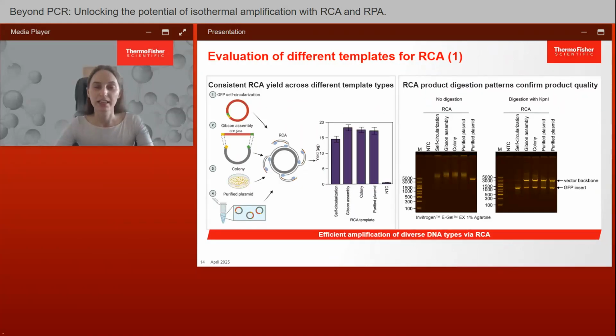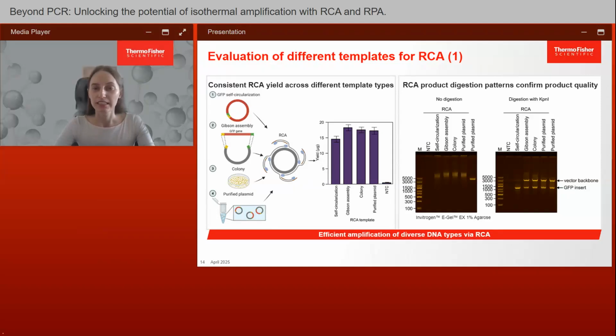Also, we saw consistently high RCA yields across various DNA templates. And these templates included Gibson assembly and self-circularization products, resuspended colonies carrying GFP plasmids, and purified GFP plasmid as a positive control. So in all cases, RCA yields reached about 19 micrograms per 20 microliter reaction, while the input was only 1 nanogram of DNA. So to put that in perspective, you would need about 20 PCR reactions to generate the same amount of DNA. So that's quite a lot.